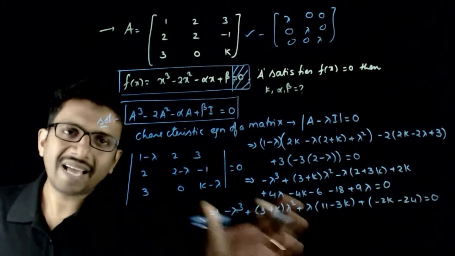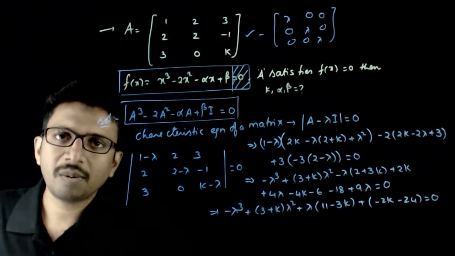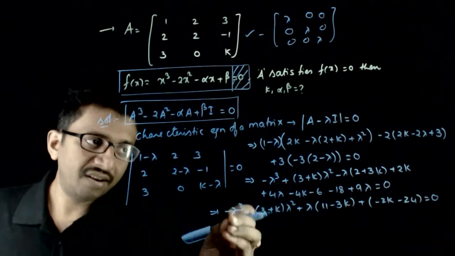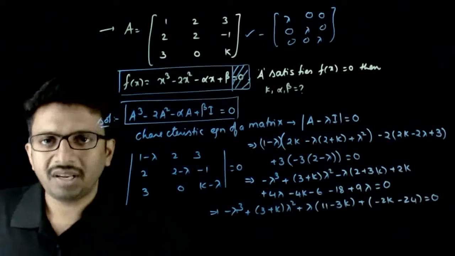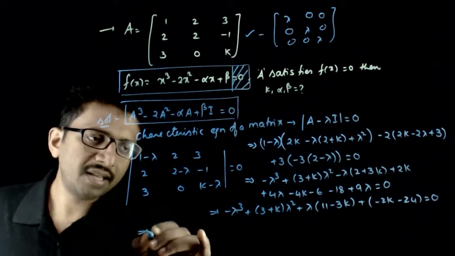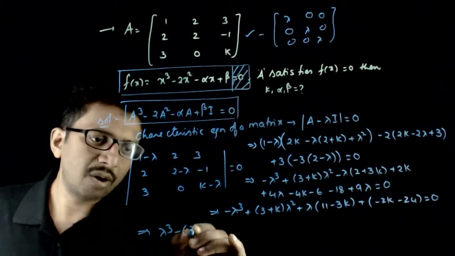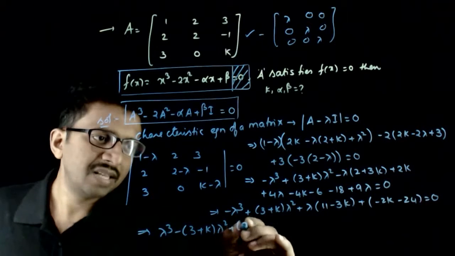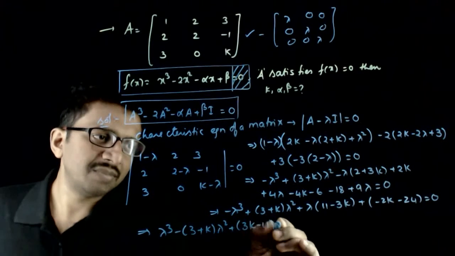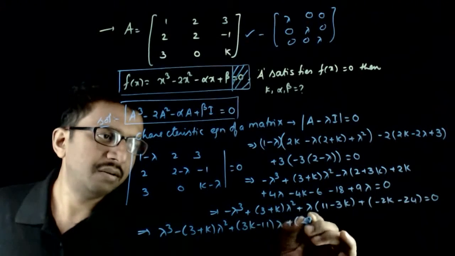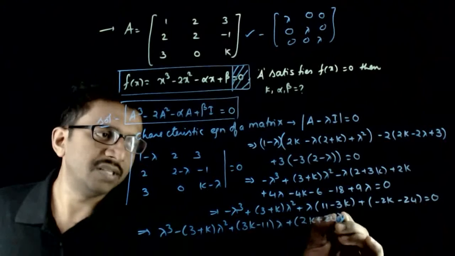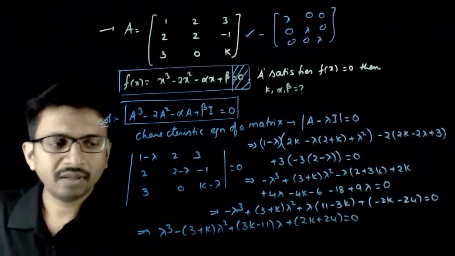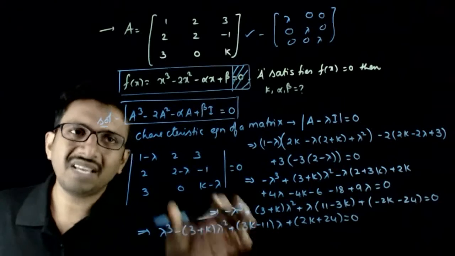So this is the characteristic equation of this matrix, and if you multiply the whole equation by minus 1, you get lambda cube minus 3 plus k times lambda square plus 3k minus 11 times lambda plus 2k plus 24 is equal to 0. So this is the polynomial which A satisfies.